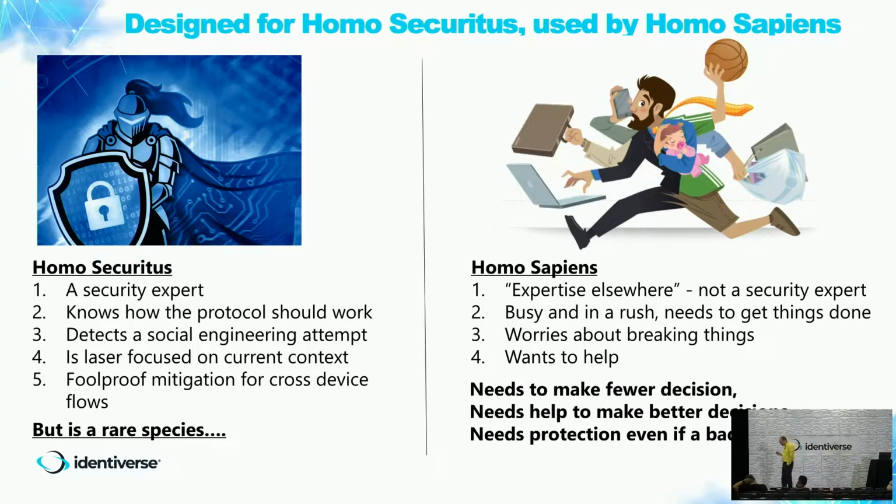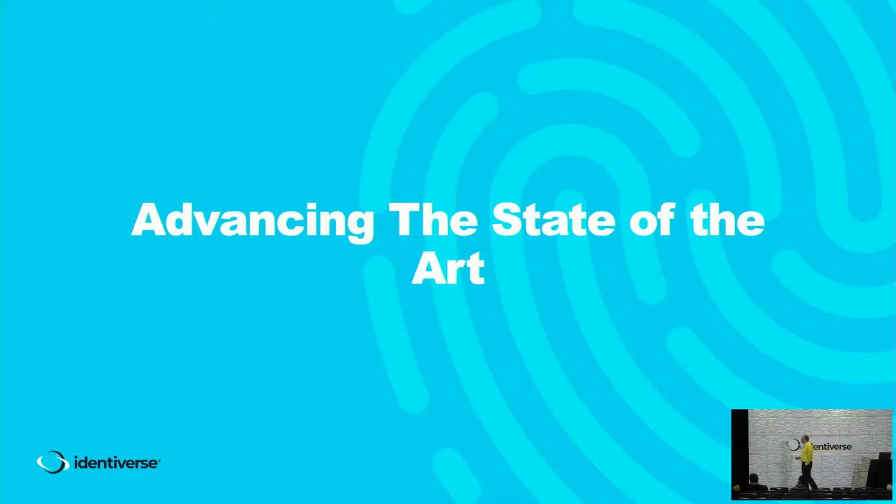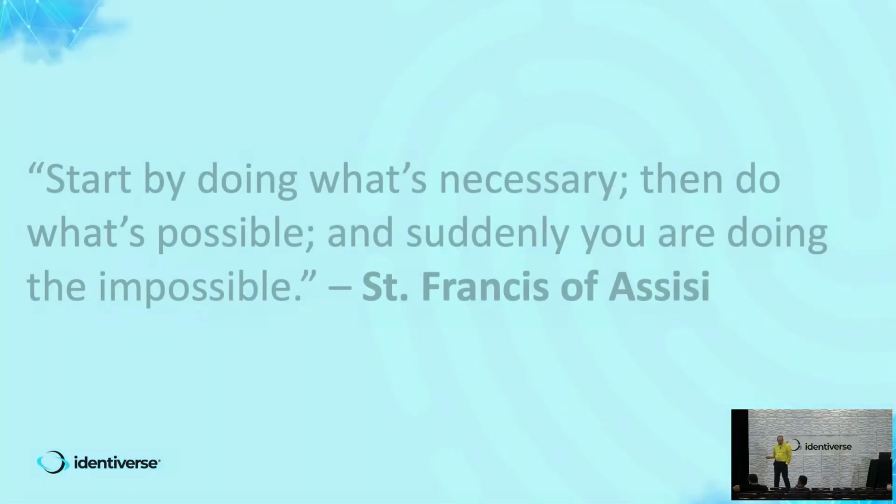And so what we need to think about as we try and mitigate against this is, how can we help the user to make fewer decisions? How can we help them to make better decisions if they have to make a decision? But also, when they make a bad decision, how do we protect them, right? Because as long as we have Homo sapiens around, we will have to take into account the fail cases as well. So how do we advance the state of the art?